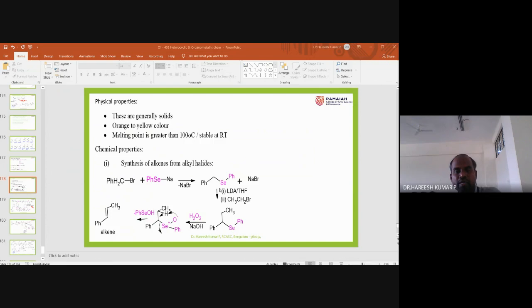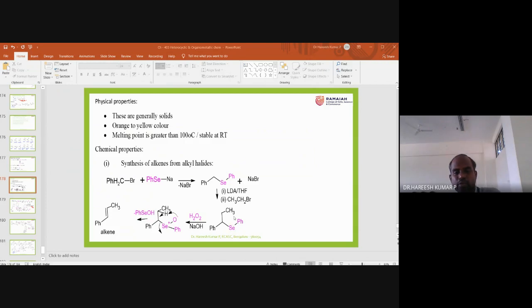This carbon, on treatment with LDA, there will be a formation of an anion on this carbon. That anion can react with an electrophile. What is the electrophile here? Ethyl bromide is the electrophile. So what will happen? There will be a new bond formation between this carbon and this carbon. So that is how a compound is obtained.